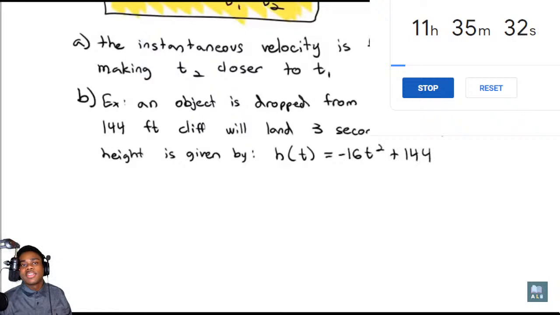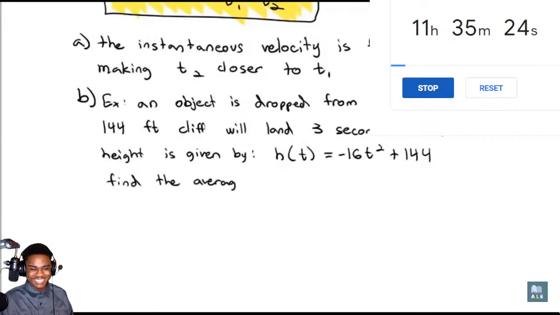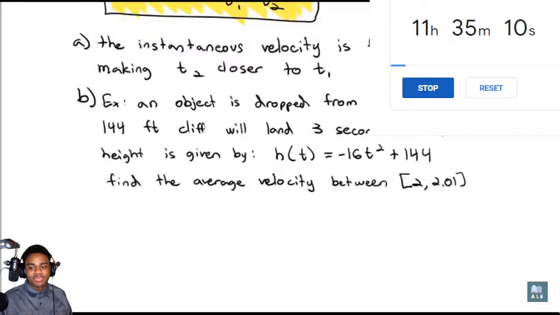We're going to find the average velocity between 2 seconds and 2.01 seconds, and between 1.99 seconds and 2 seconds. So the average velocity just after 2 seconds and the average velocity just before 2 seconds, and see what we can learn about that.